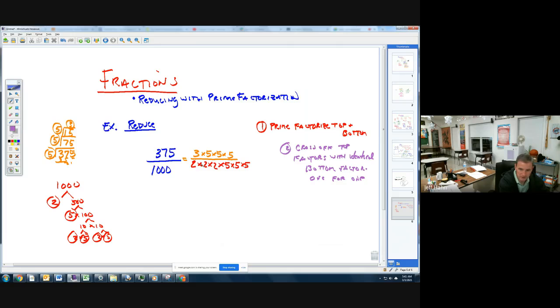That just means this. Okay, I don't have any 2s on top, so I can't cross off any 2s, and I don't have any 3s on the bottom. So the 2s and the 3s don't cross off, but I have a 5 here that'll cross off with a 5 there, one for one. A second 5 crosses off with a second 5, and a third 5 crosses off with a third 5. So those three 5s on top crossed off with the three 5s on the bottom.